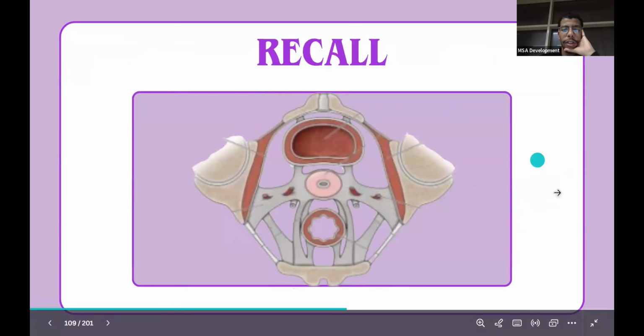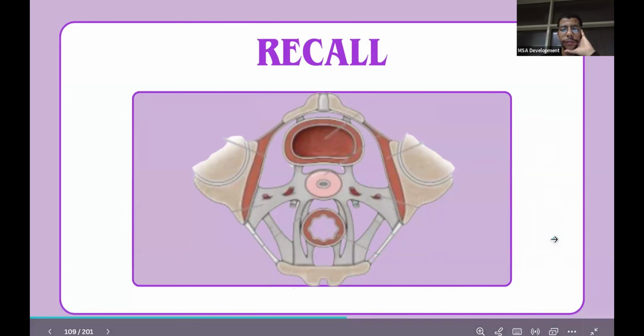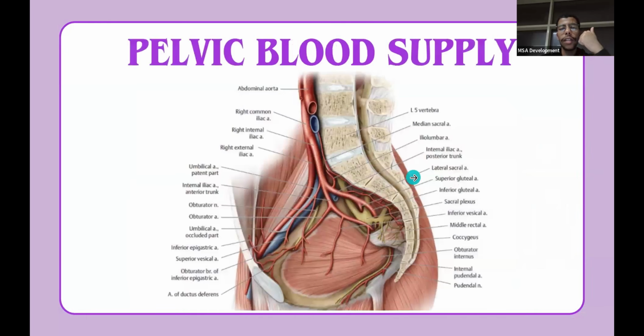Now, this is a recall slide. I want you guys to pause and try to solve. Name the different ligaments. The answers you can find in the old slide, the previous one where I explained.